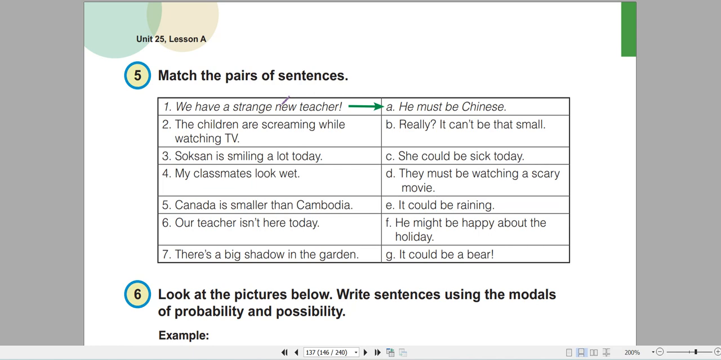to number seven to the letter A to letter G. But actually, number one has been done for you, meaning we have a strange new teacher, with A, he must be Chinese. Okay, and now we go to number two. The children are screaming while watching TV. Actually, we have to read all of these. Let us see. She could be sick today.